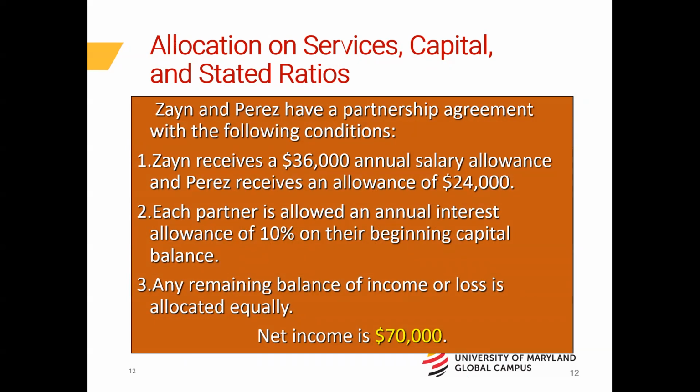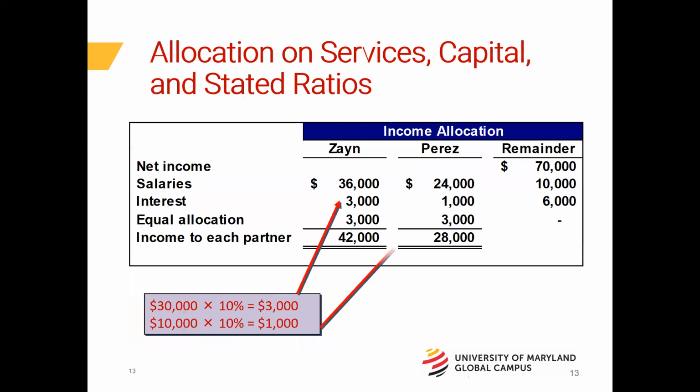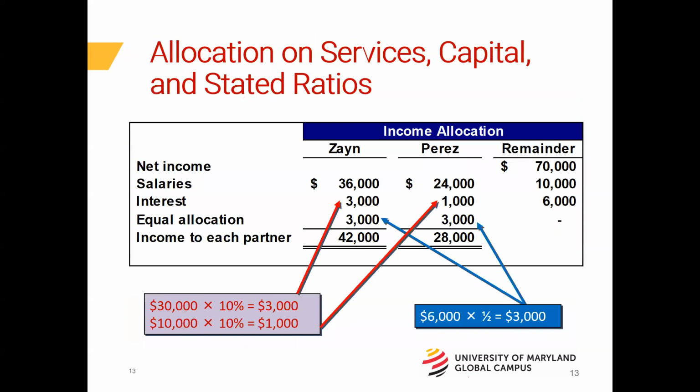And so these are basically conditions that the business has based off of the partnership agreement. And the partnership agreement basically classifies how the business is to be allocated. Now, in this particular agreement, we have an allocation for interest, an allocation of net income, and they have salaries, okay? And that's based off of their agreement.